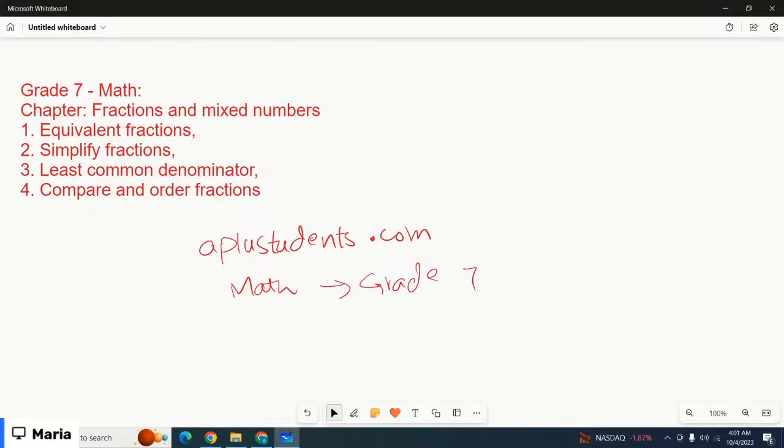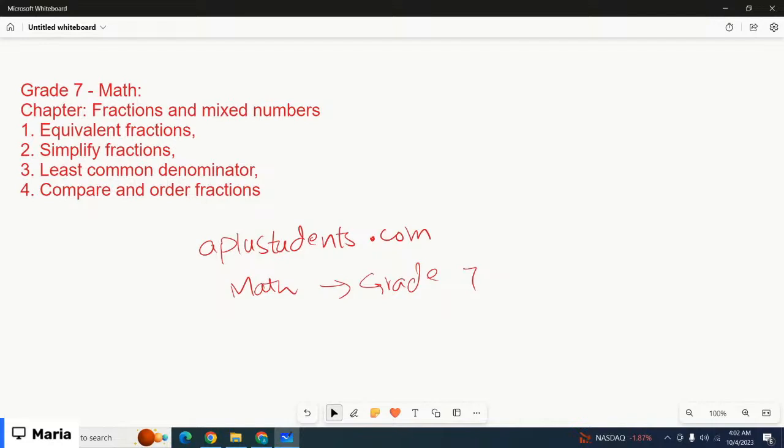We're going to start with the chapter Fractions and Mixed Numbers. The lessons we're going to cover today are equivalent fractions, simplified fractions, least common denominator, and compare and order fractions. Please make sure you have your notebook and pencil so that you can note down the important examples and definitions as well. Let's start with the first lesson, equivalent fractions.